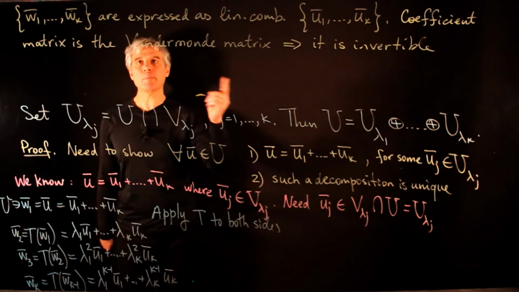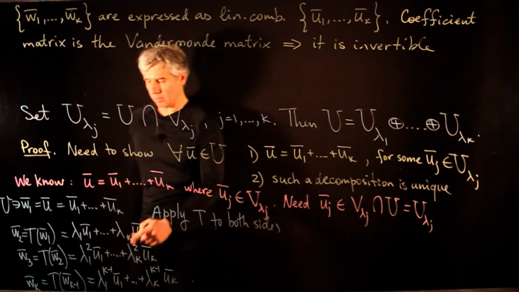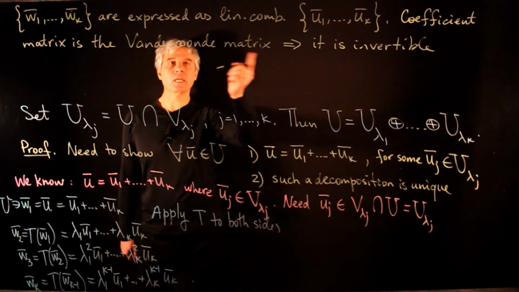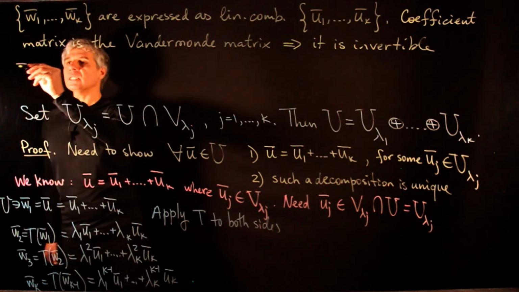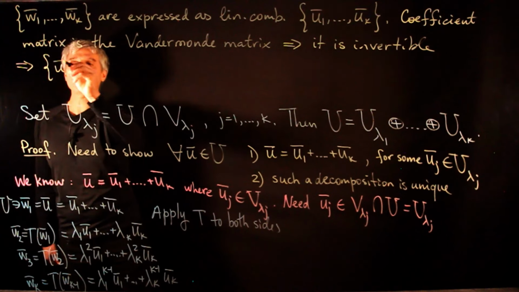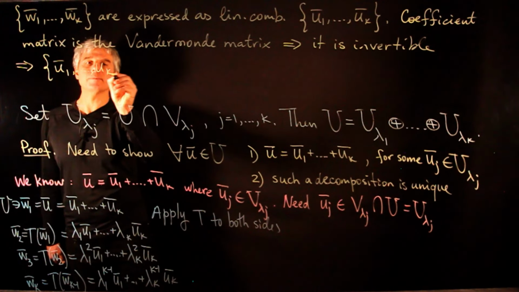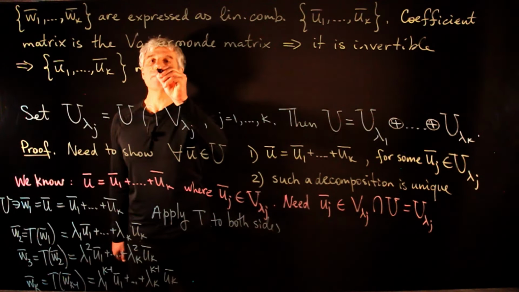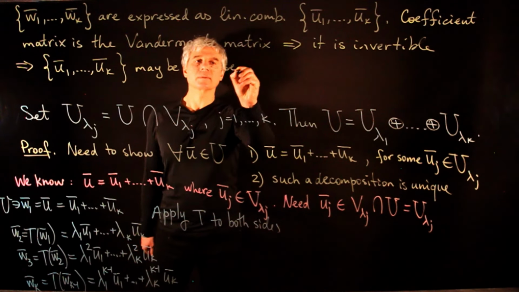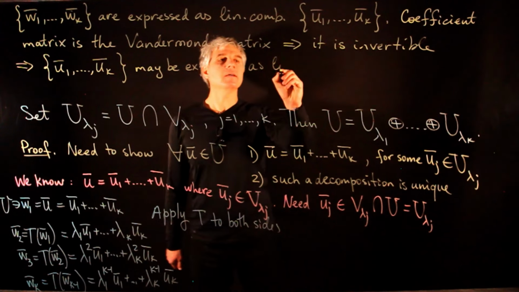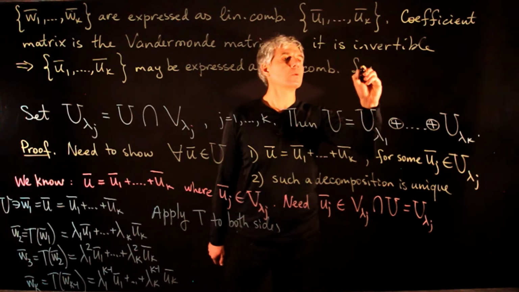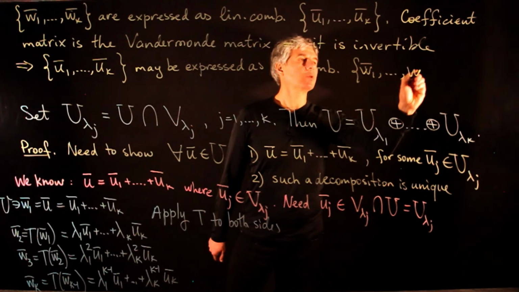And then we had a proposition that said that if we have such a linear relation between two groups of vectors with an invertible matrix, so this tells us that we have the opposite, that the vectors U1 through UK may be expressed as linear combinations of vectors W1 through WK.